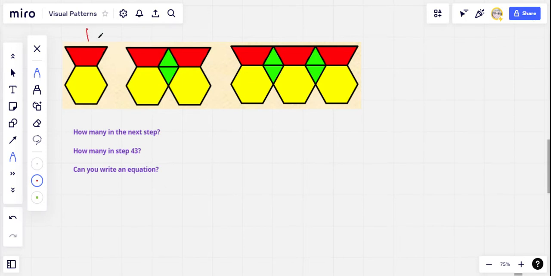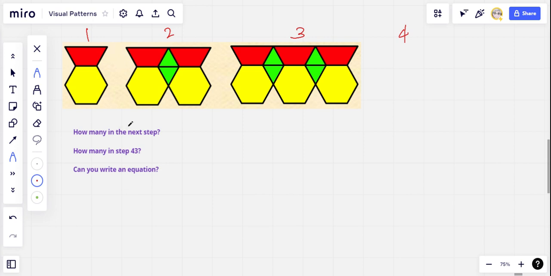Here is step 1 of this pattern, here's step 2, and here's step 3. This one looks a little funny, we've got all kinds of different shapes here. Your challenge is to figure out how many shapes of any sort are going to be in step number 4. So can you look at this pattern and figure out how many in step 4? And then if you can do that, can you predict the number in step 43? And can you write an equation that could be used to predict the number of shapes in any step at all? If you'd like to accept that challenge, pause the video and give it a try.